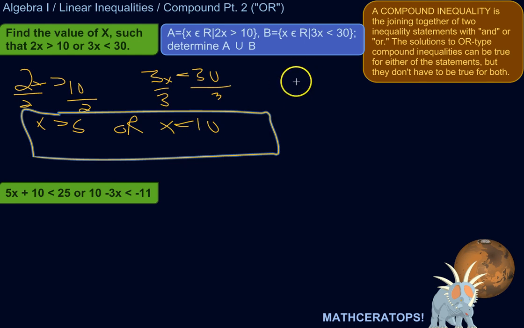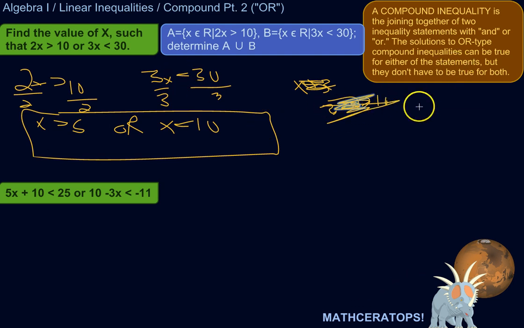You might have seen where you can write inequalities like this, where you combine the two conditions together. Don't do that with the "or"s. You have to write them out separately because it's confusing. Writing them all together sort of implies "and". Anyway, x is greater than 5 or x is less than 10.